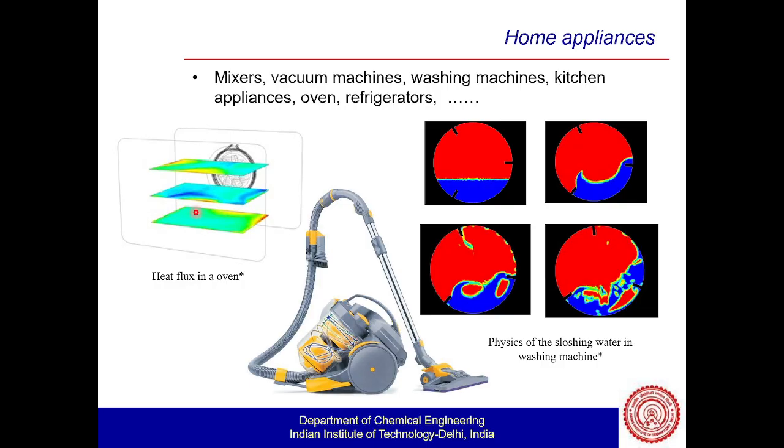So you can see how it is happening in an oven, or the physics of sloshing water in a washing machine. Typically, if the washing machine moves, this interface changes. So what we do is track this interface by using the volume of fluid method. Or you can also go for the level set method.